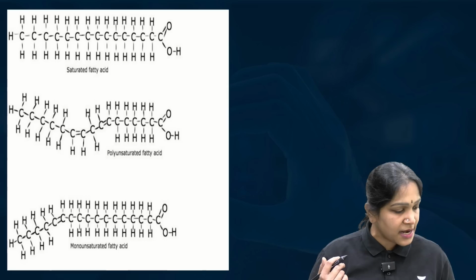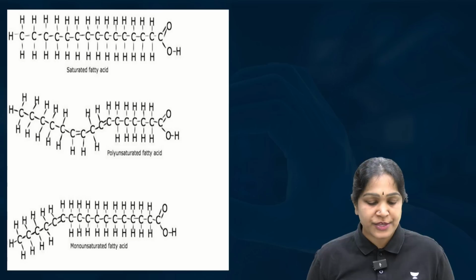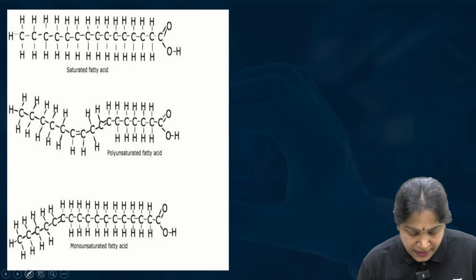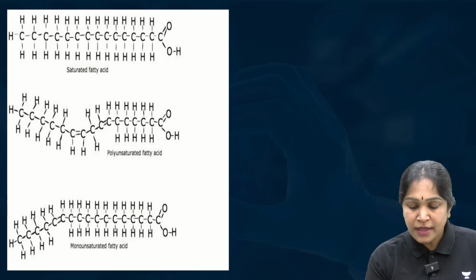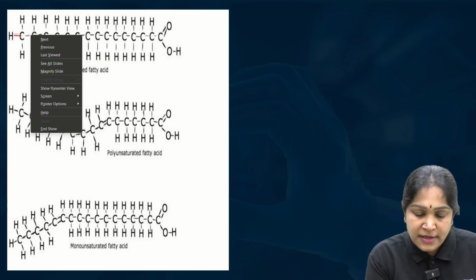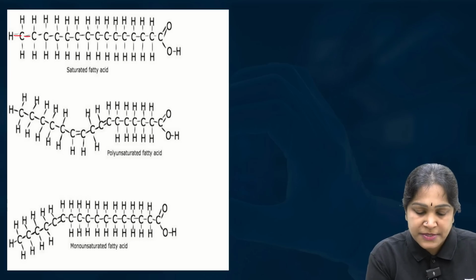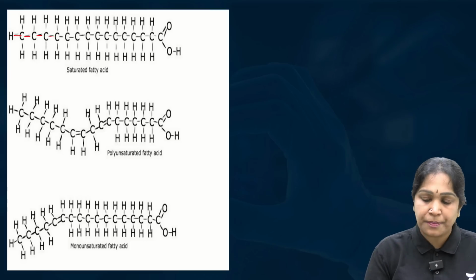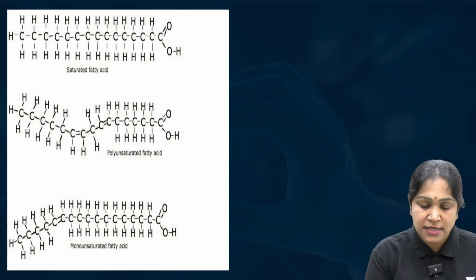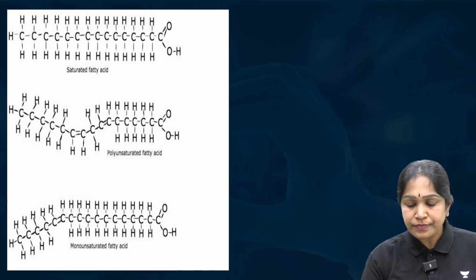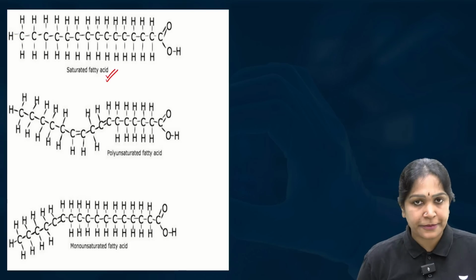Let us try to understand with the help of these images. This is a saturated fat. You can observe that in this carbon chain you have only the single bonds. You cannot observe the double or triple bond. We are observing only the single bonds. Therefore, this is a saturated fat.